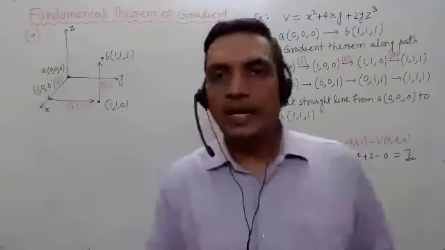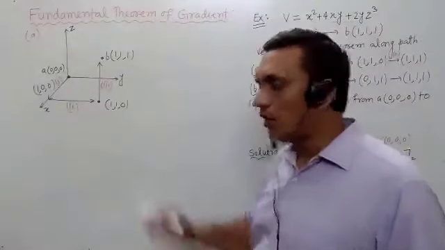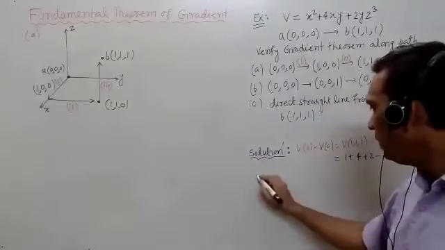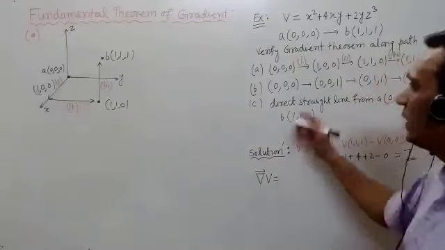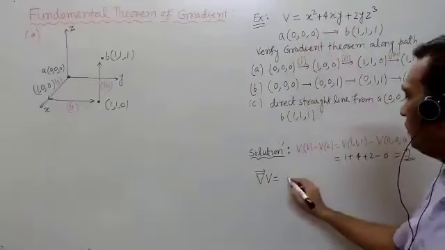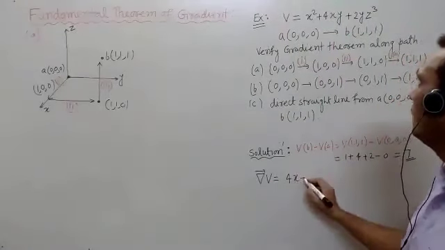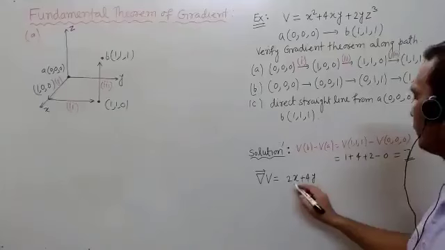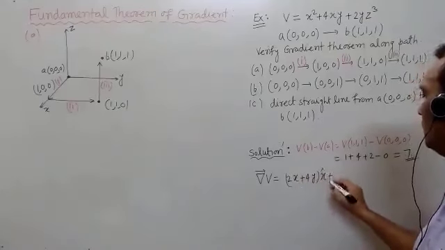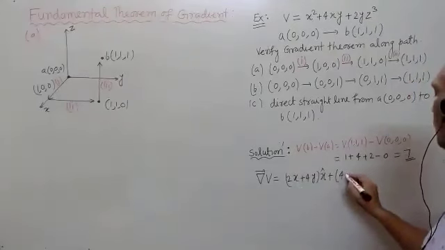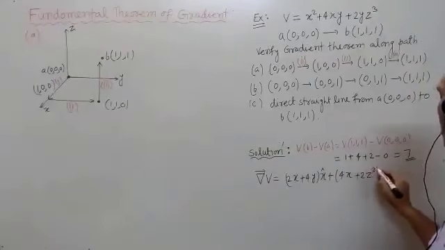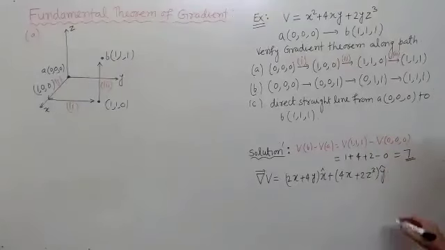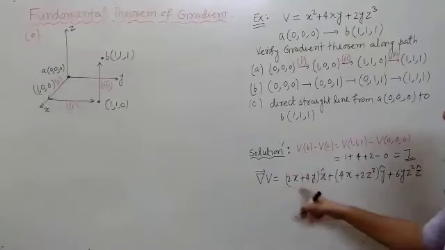Now you have to find gradient V dot dl, because the left hand side is gradient V dot dl. So first calculate gradient of V. You know how to calculate gradient of V. So what will be gradient of V? Del V by del x is 2x plus 4y, x cap. Then del V by del y is 4x x cap plus 2z cube y cap. And del V by del z is 6yz square z cap. So this is gradient of V.